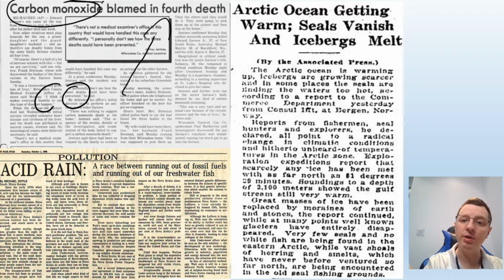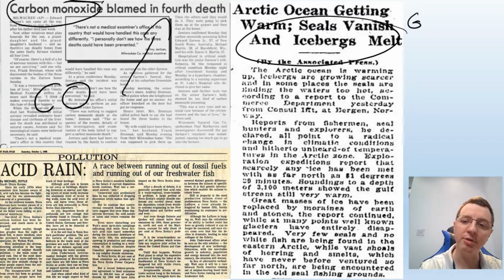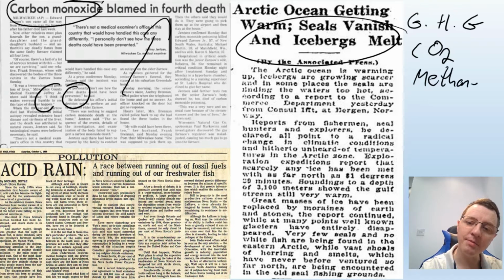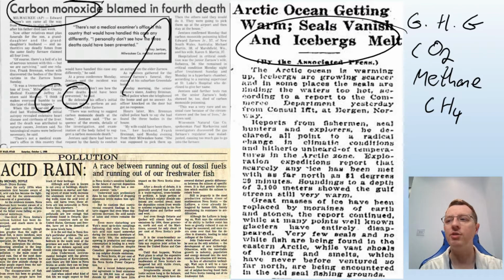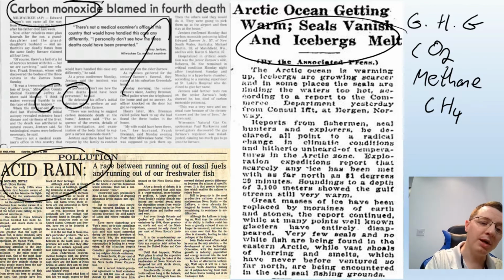Here we've got the Arctic Ocean getting warm, seals vanishing, icebergs melting, and this is all due to some greenhouse gases like carbon dioxide and methane. Methane is CH4. And there is a separate video all about how greenhouse gases cause global warming and climate change. I'll put the link in the comments below. And today, one that we're really going to focus in on is acid rain.